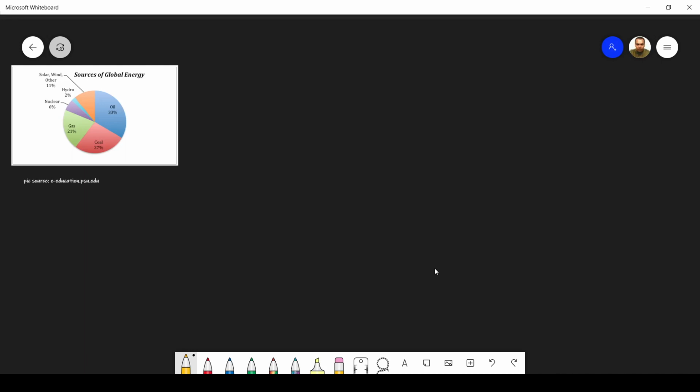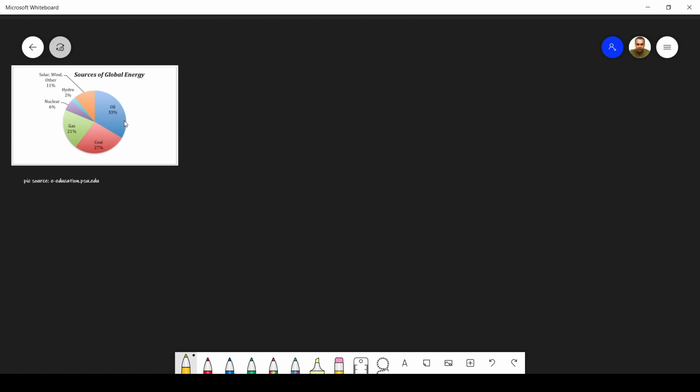So here we learn mainly about nuclear energy, what is nuclear energy and how it is obtained. About that we'll discuss. So you can see this graphical representation, a pie chart, which shows various sources of energy. Oil, coal, gas, nuclear energy, then hydroelectric power, solar or wind energy, and other different sources of energies have been shown here.